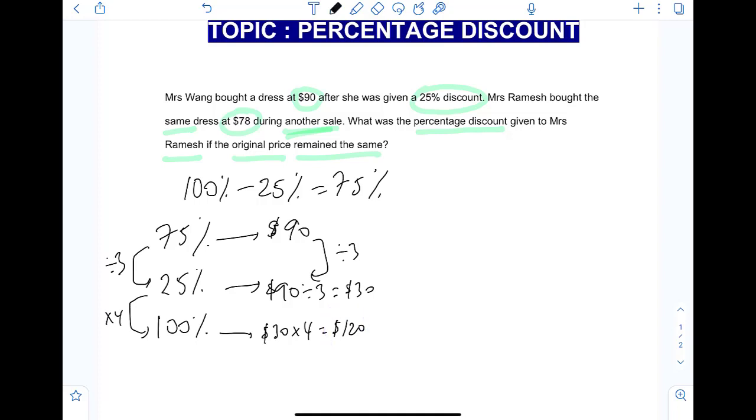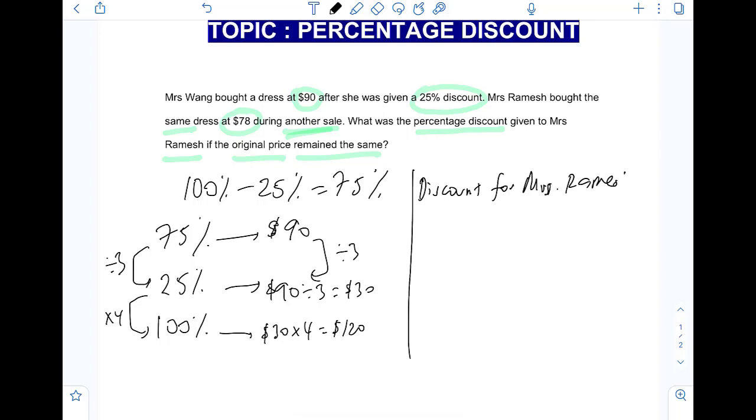Okay. Now, as for Mrs. Ramesh, she only paid $78. Okay. So the discount for Mrs. Ramesh will be $120 minus actual amount she paid is just $78. 120 minus 78, $42.